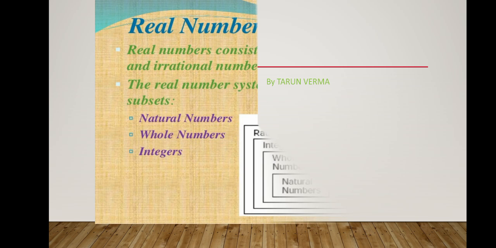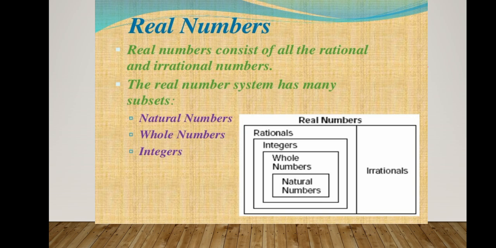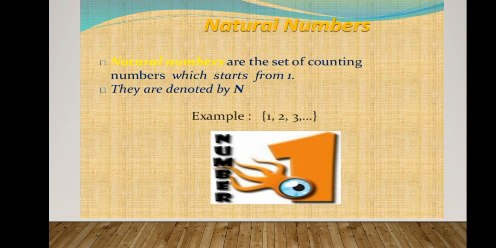Real numbers consist of rationals and irrationals, that is, there are two types of real numbers, rational numbers and irrational numbers. Rationals further can be divided into integers, whole numbers and natural numbers. Hence, the real number system has many subsets: natural numbers, whole numbers and integers. Natural numbers are simple counting numbers. They are denoted by capital letter N. Simply 1, 2, 3, 4, 5, 6 are natural numbers.